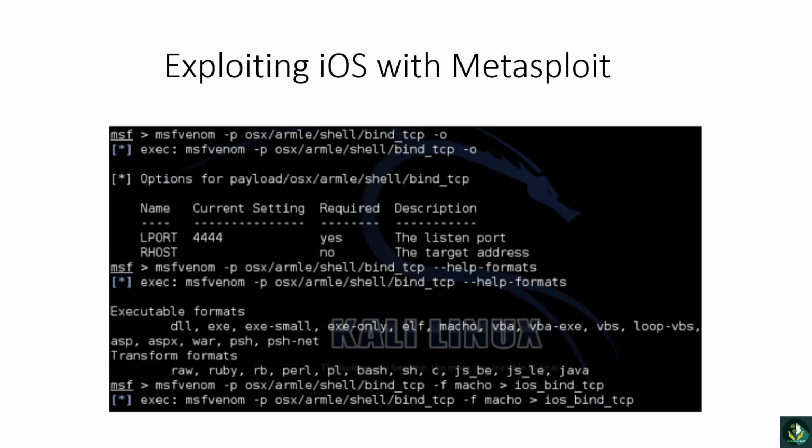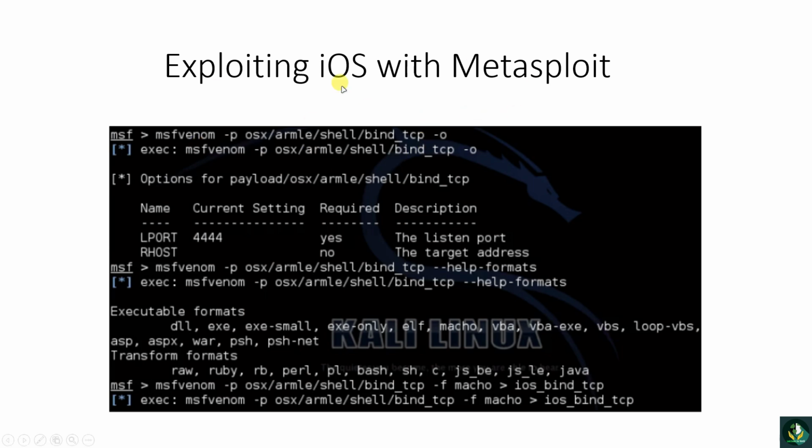Generally we use MSF Venom to produce a malicious payload and encode it into a normal looking executable file. In this case, we will use MSF Venom to create a malicious payload, that is osx/armle/shell/bind_tcp. We will use the output format as macho, which represents the executable, DLL or shared library file on the iOS operating system. Let's try generating this file.